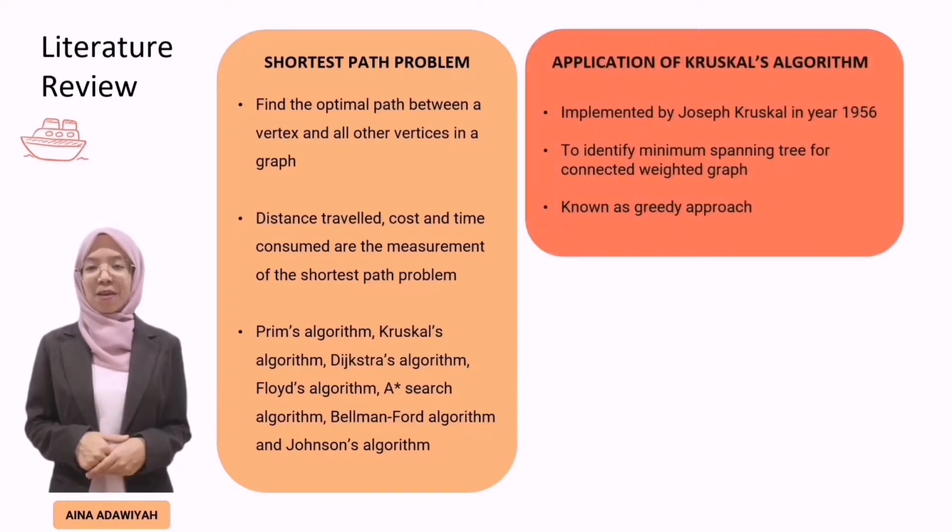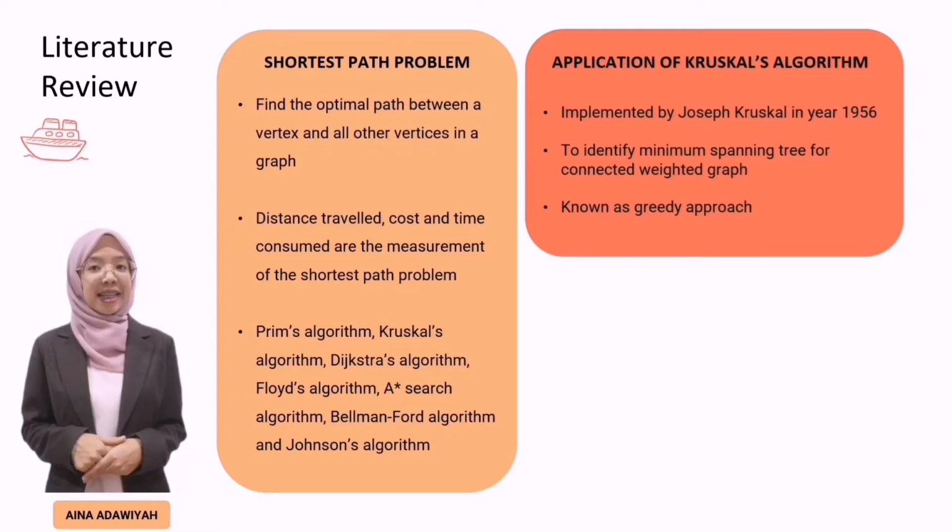First, Kruskal's algorithm. Kruskal's algorithm was implemented by Joseph Kruskal in 1956. This algorithm is used to identify the minimum spanning tree for a connected vertex graph. Kruskal is known as a greedy approach due to its main target of choosing the shortest distance first without considering the probability of the existence of other optimal paths.